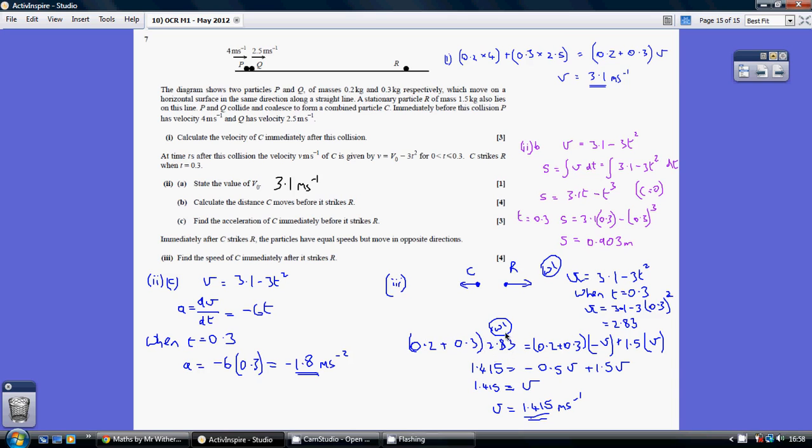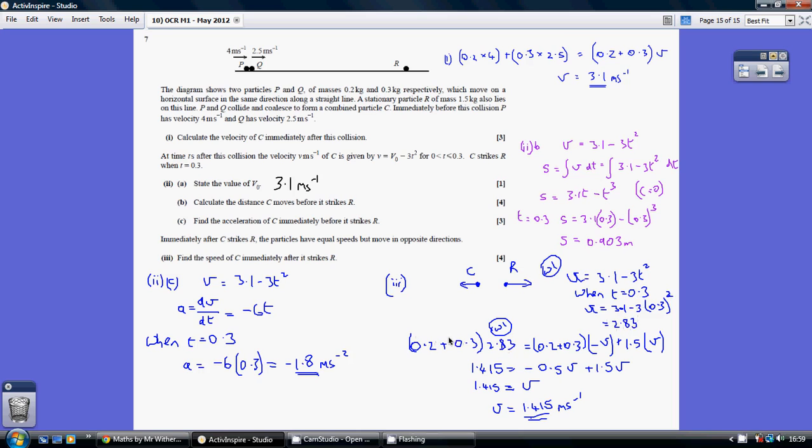We know it's travelling at a speed of 2.83, a velocity of 2.83. How do we know that? Well, we've needed to work it out. So what we're saying is the speed of c before it impacts into r. We use the speed calculation, 3.1 minus 3t squared. So we're working out the speed when t equals 0.3. So substituting 0.3 into the speed equation, we get the speed being 2.83.